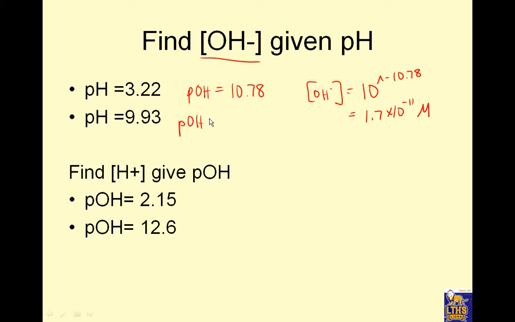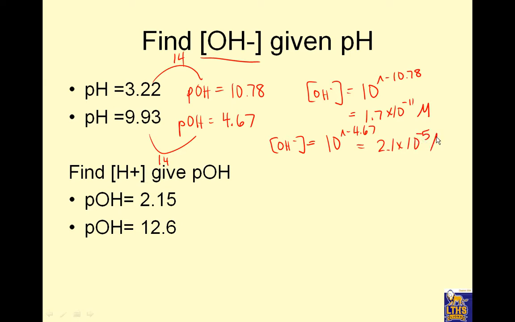Okay, it's just easier to do hydroxide ion concentration if you know the pOH. So in this case, pOH equals 4.67. Remember, these add up to 14. So then, if I want hydroxide ion, I need to take 10 to the negative 4.67. This is the caret to plug into your calculator. So I find out the hydroxide ion concentration of this one is 2.1 times 10 to the negative 5th molar.